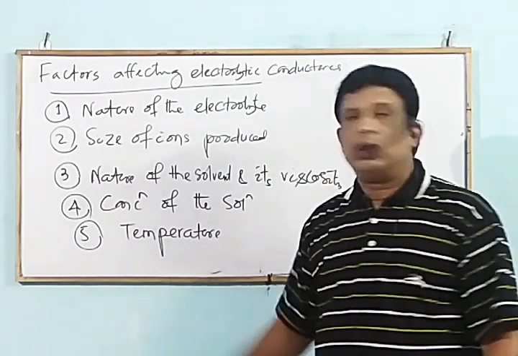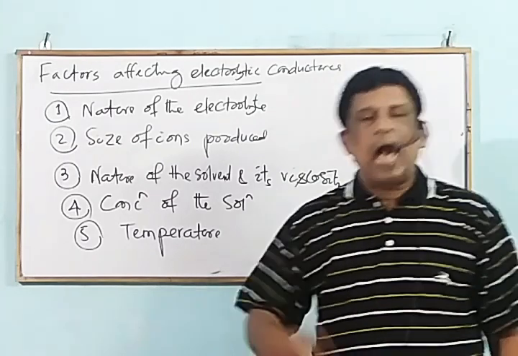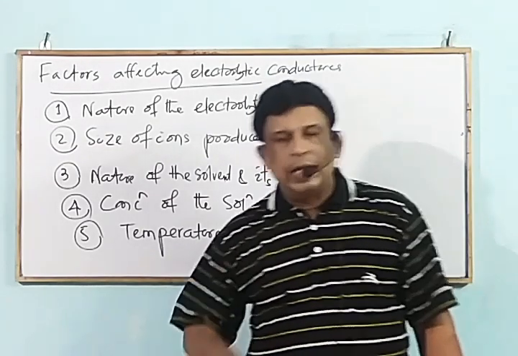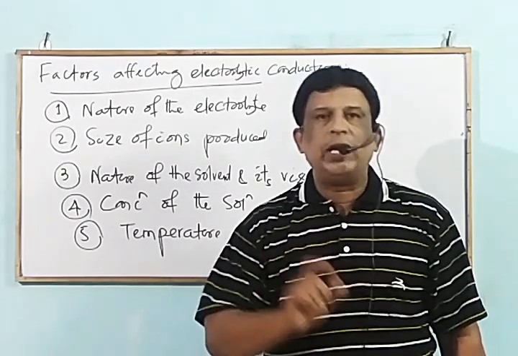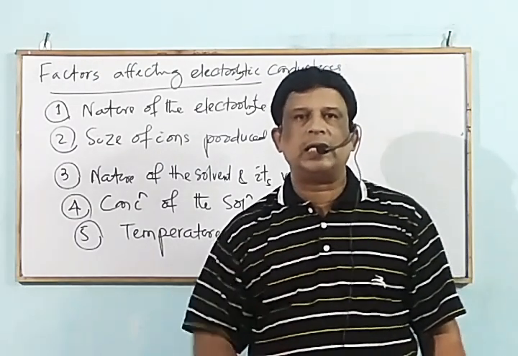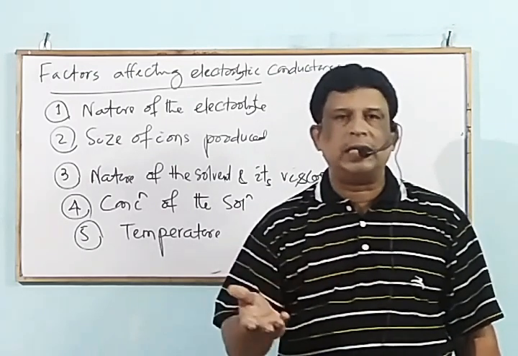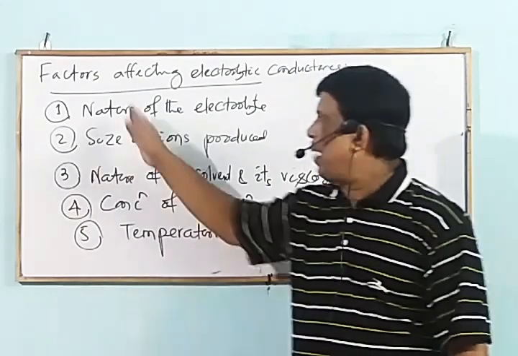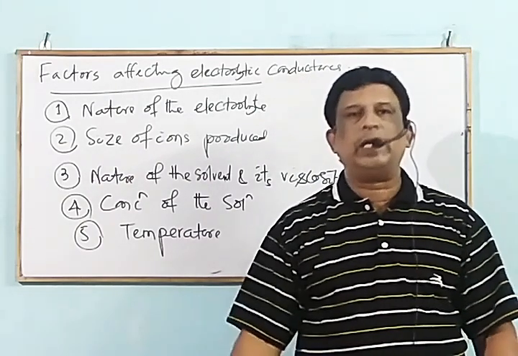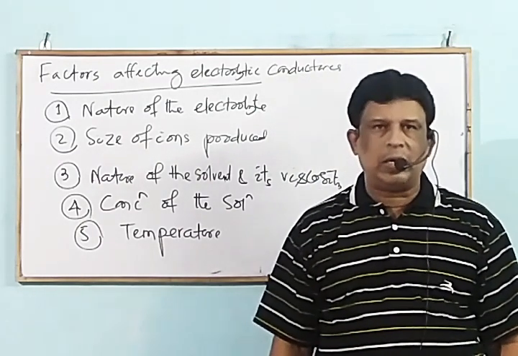Last one is the temperature. On increasing the temperature, the degree of dissociation or degree of ionization increases, meaning the number of ions increases, so conductivity increases. So these are the factors affecting electrolytic conductivity or electrolytic conductance.